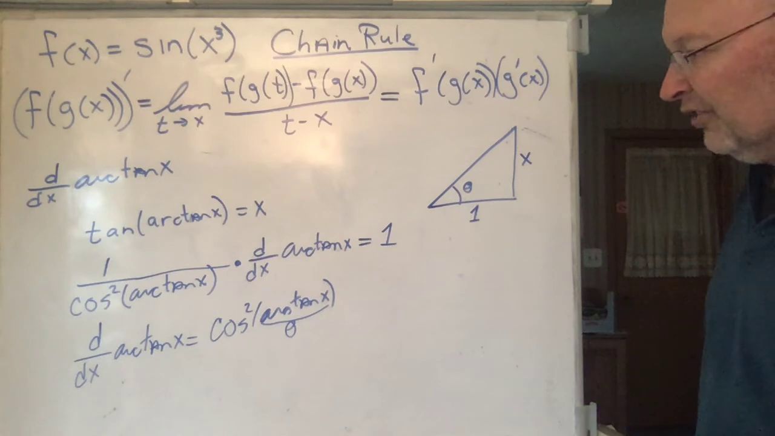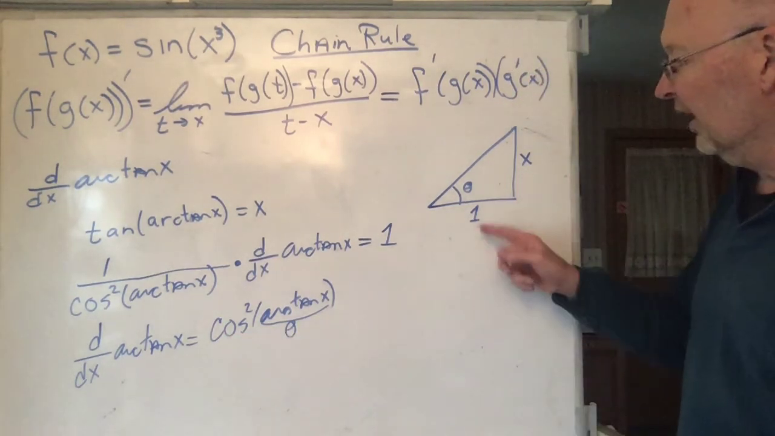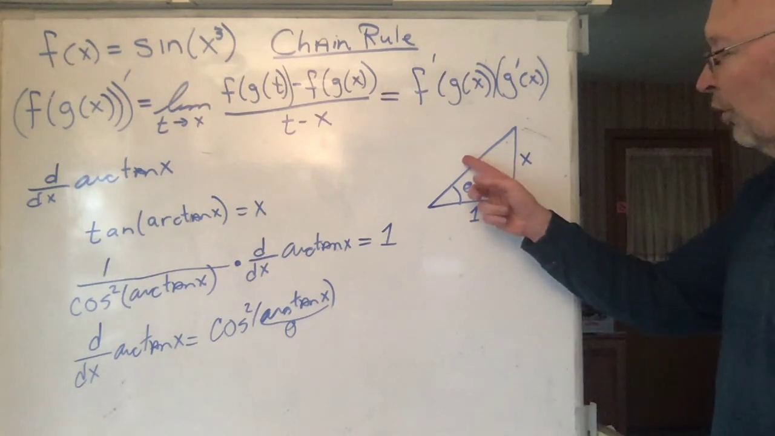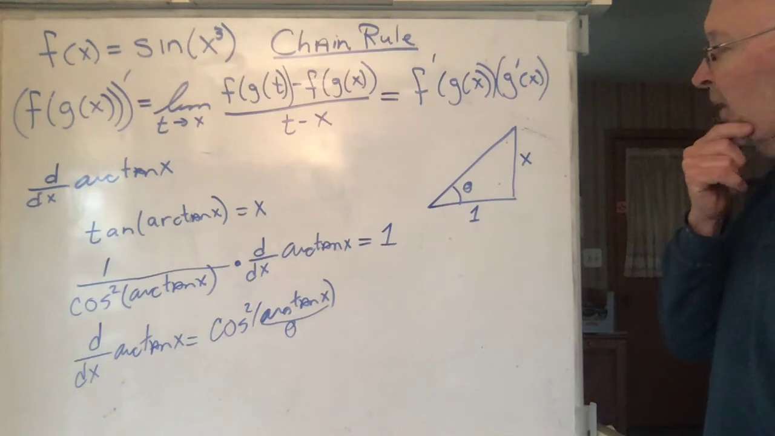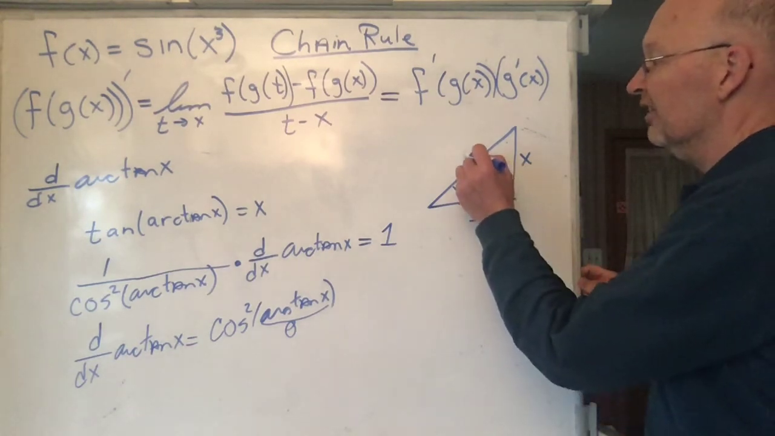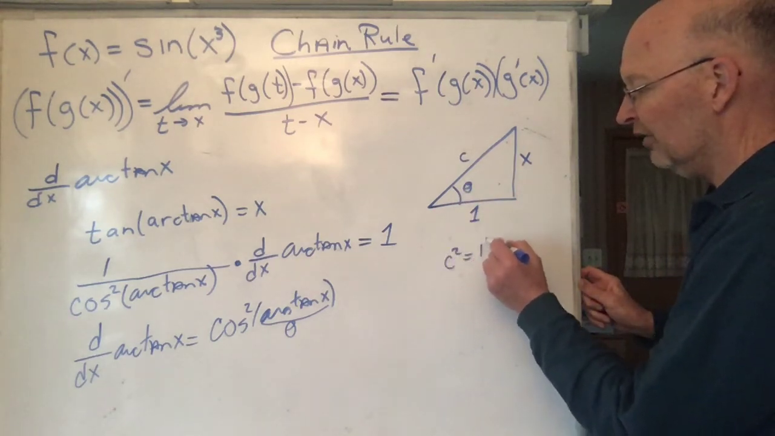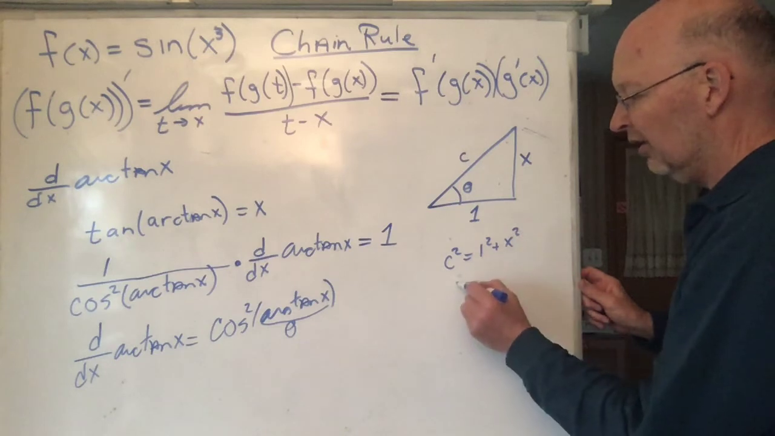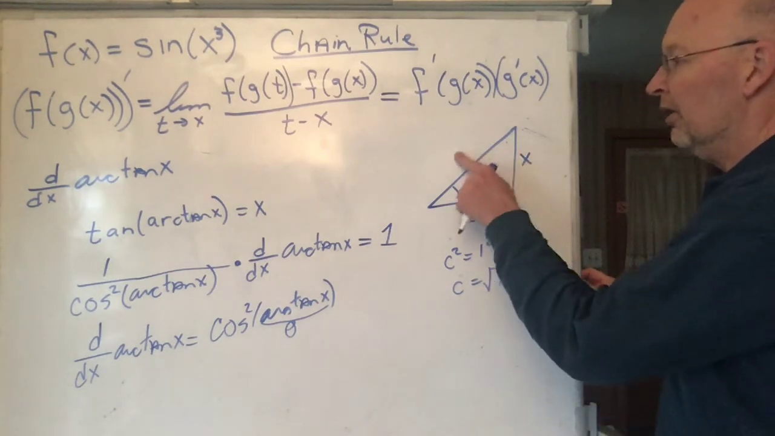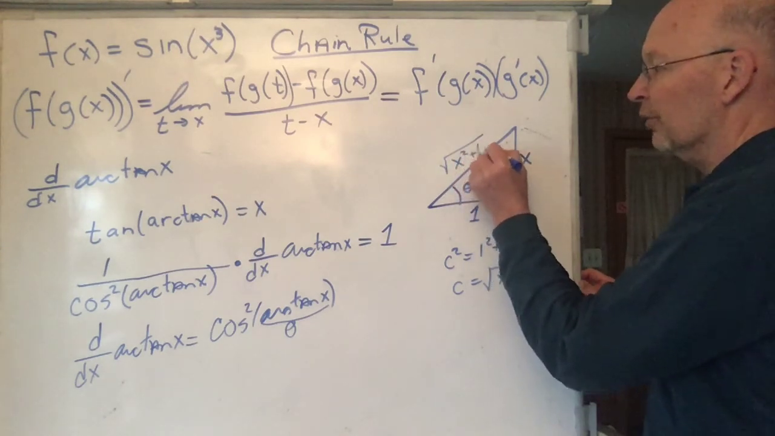And then it says it wants the cosine of that angle. Well, the cosine of this angle is this divided by this. I don't know what this is yet, though. Oh, but I can figure it out easily from Pythagoras's theorem. Whatever this is, let's just call it c for the moment. c squared is equal to 1 squared plus x squared. So c is equal to the square root of x squared plus 1. So this right here is the square root of x squared plus 1.